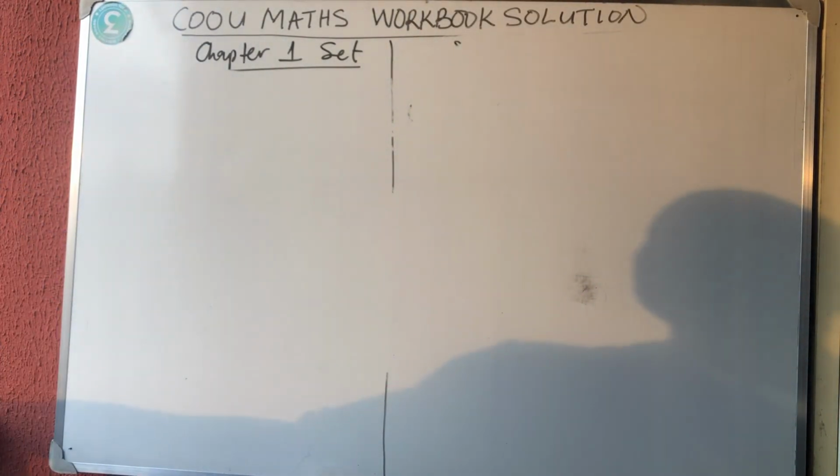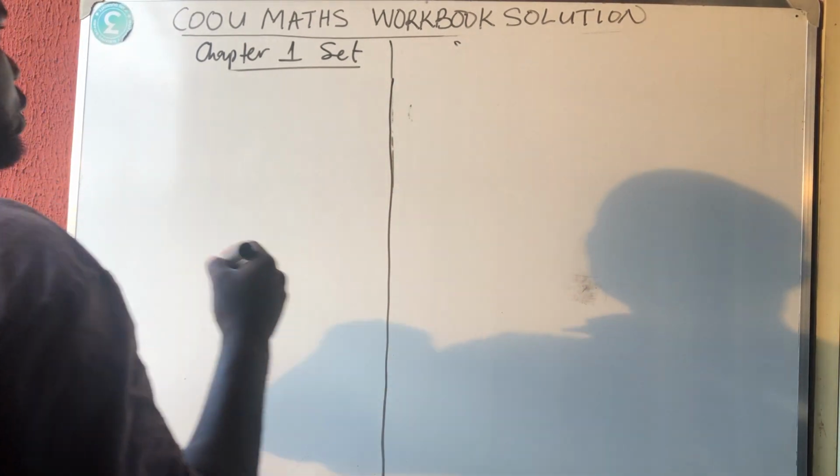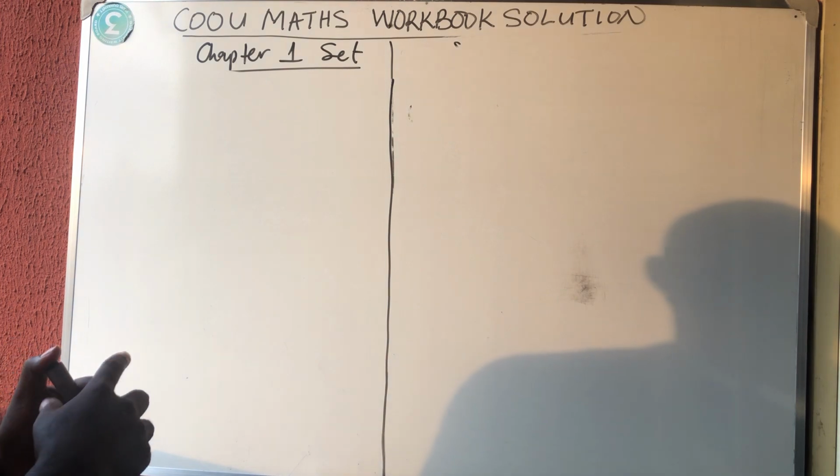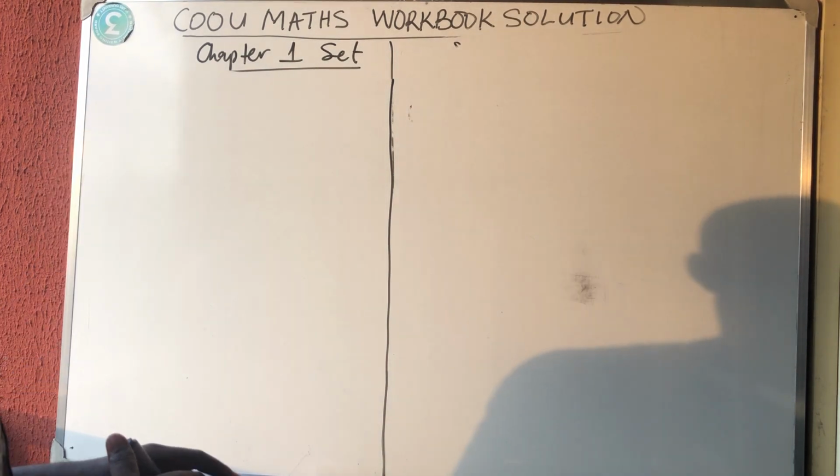Today we'll be solving a COOU workbook. That is the Chukwuemeka Odumegwu Ojukwu University Maths workbook. Okay, the solution. Now, please, this is the former Anambra State University.